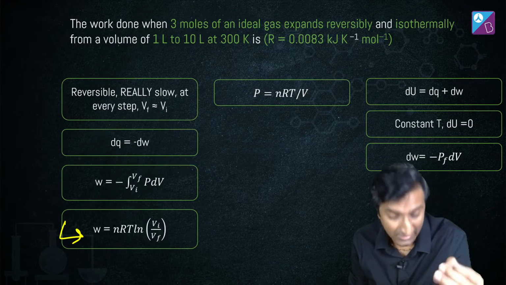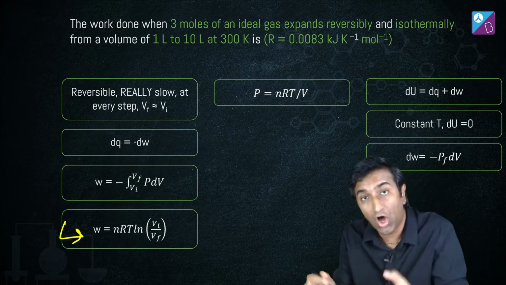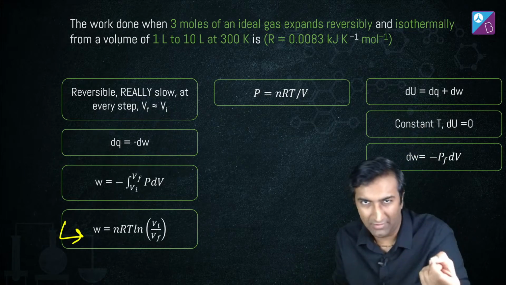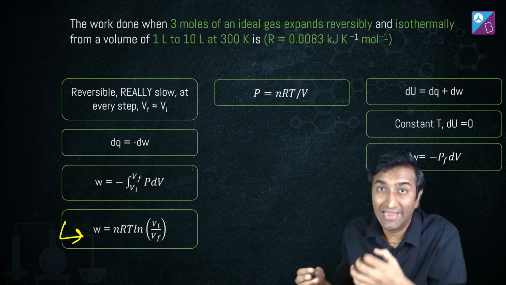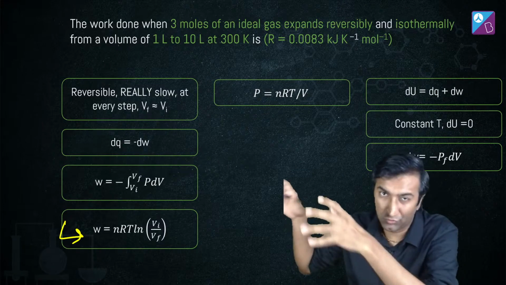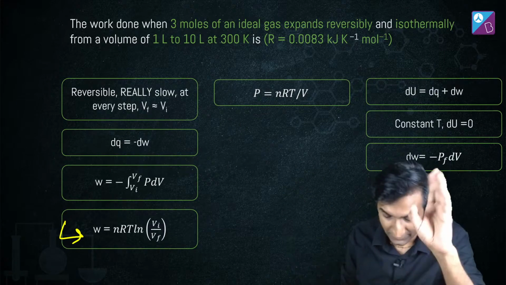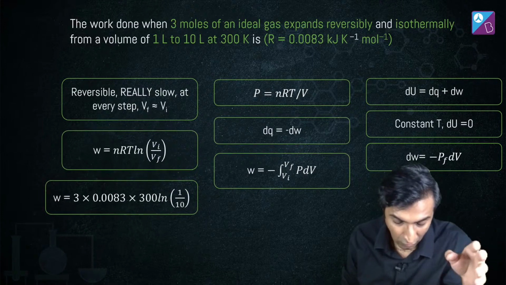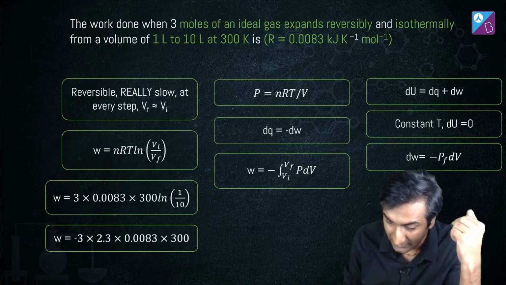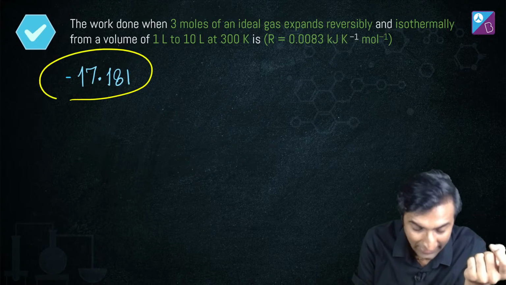So you can write work as nRT ln V1 by V2 or minus ln V2 by V1, or you can also write ln P1 by P2. You can also do that. So whatever, all permutation combinations, figure it out. Thoda sa practice karo. I've given you the whole derivation. And once you integrate this, yes, you get negative 17.181 as the answer.